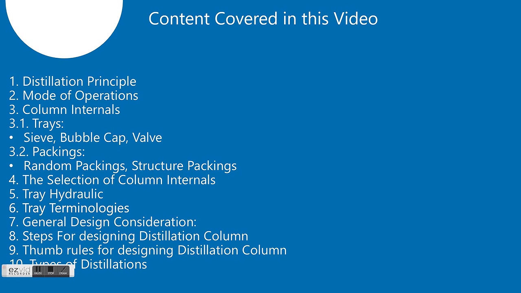1. Distillation principle. 2. Mode of operations, which includes batch and continuous distillation. 3. Column internals, which includes trays and packings. 3.1. Trays, which covers sieve, bubble cap and valve trays. 3.2. Packings, which covers random packings and structured packings. 4. How to select column internals. 5. Tray hydraulics. 6. Tray terminologies.